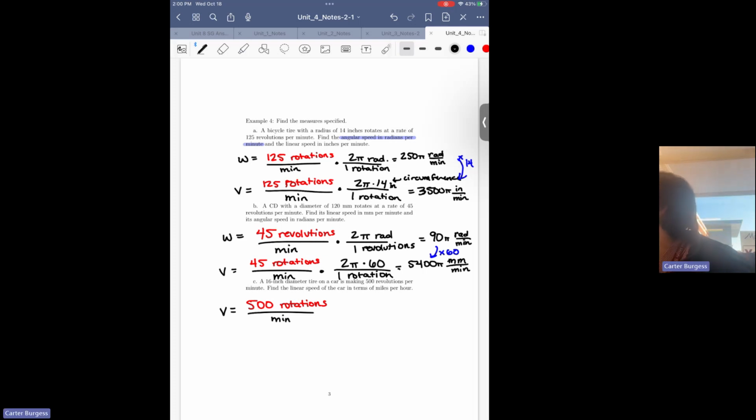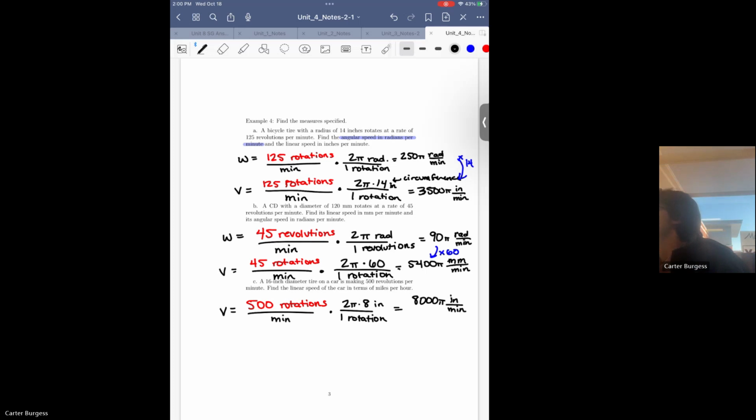And then if I'm trying to convert to linear, well, I know I need to cancel number of rotations in my denominator. And then for linear speed, what should be in my numerator? 2 pi times the radius. So that's going to be 2 pi times 8 inches. And plug it into your calculator. I get that this is 8,000 pi inches per minute.